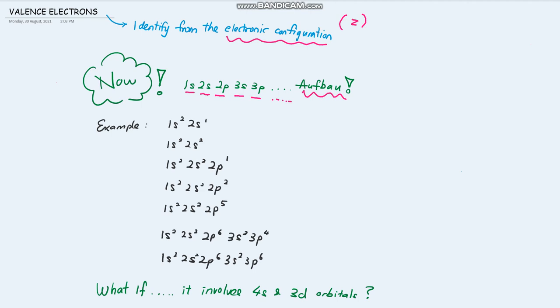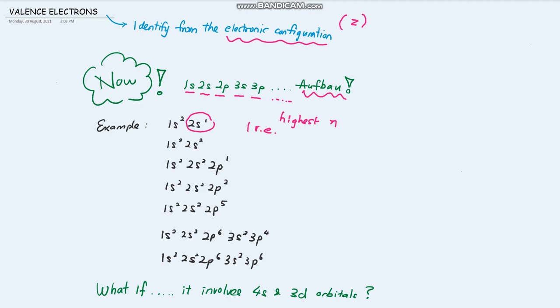Say the first example over here, we have 1s2, 2s1. So our valence electron, you can find it from the highest value of n. Okay, highest value of n. So in this case, 2s1 is our highest value, 2. So in 2s orbital, we have only one electron. So that is your valence electron.